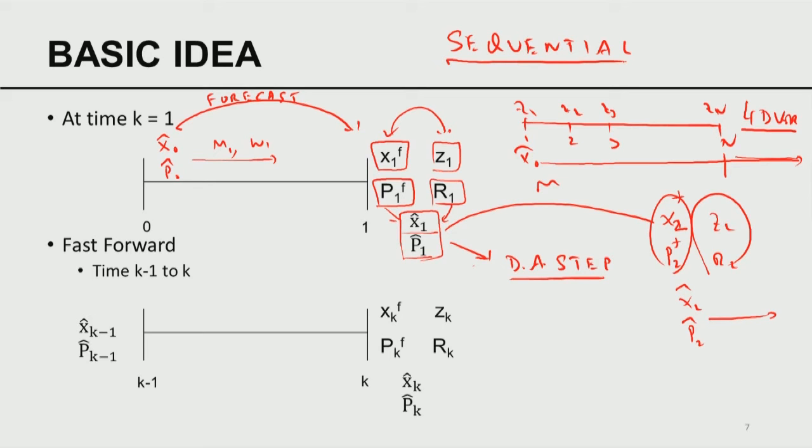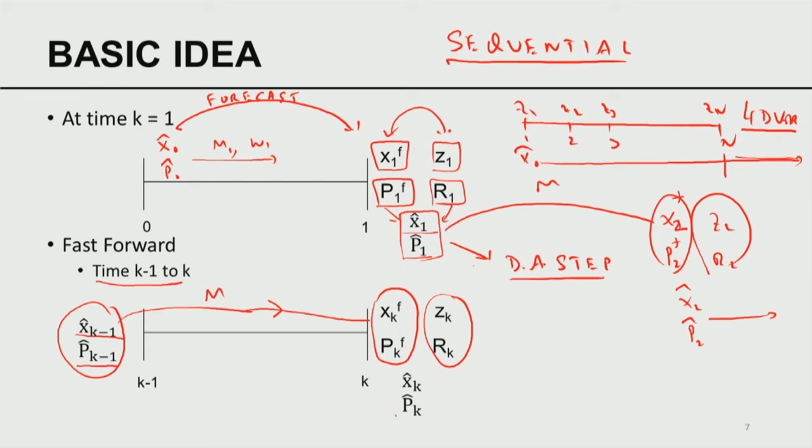Sequential is, in other words, I know what I know, and I simply want to update given the new information to get the new analysis. If I know how to go from 0 to 1, that is essentially the same step to go from k minus 1 to k. So what is the general step? Now that I have described the process of going from 0 to 1 very clearly, I can take liberty with some of the details in going from k minus 1 to k. I have been given the analysis and the analysis covariance at time k minus 1. From these two, using the model M, I am going to create the forecast and the forecast covariance. These two are generated using the model equations.